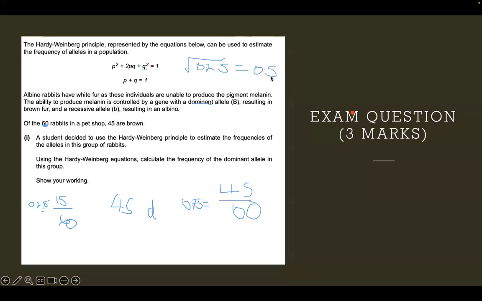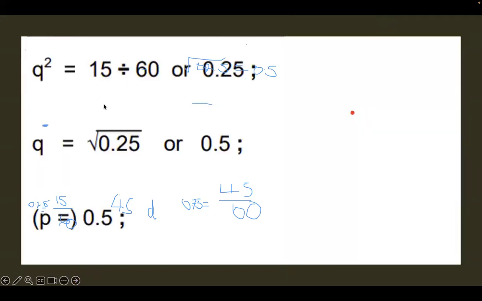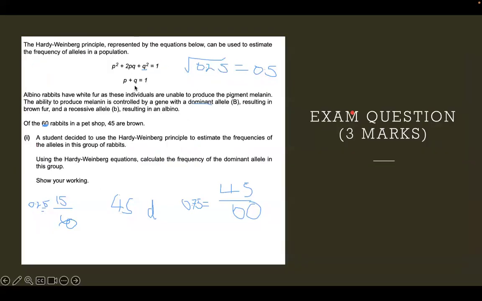And that is all they need you to do. Yeah, exactly. So 0.75 is the p squared, yeah. And you're looking for q squared in this case, okay? So that's what it says on the mark scheme as well, guys, if you have a look. So yeah, you can see that 15 over 60 is the q squared. And you would do 0.25 and you'd work backwards from that essentially. And then all you have to do is plug it in then.